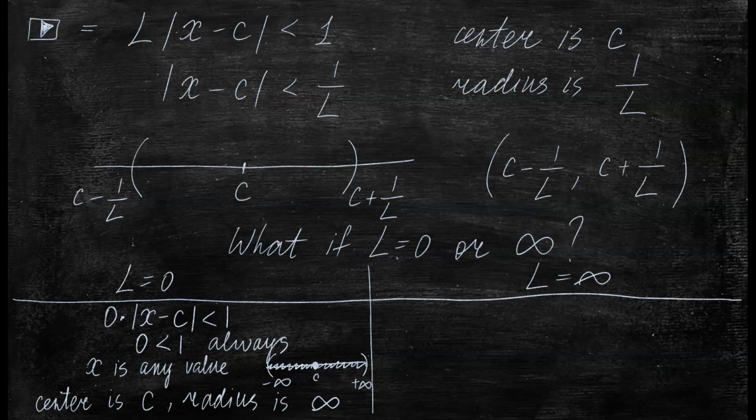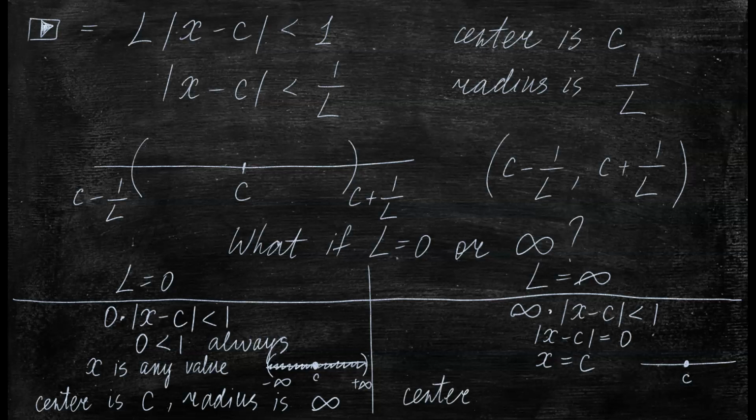On the other hand, when L is infinity, we're going to end up with the following outcome. And the only way infinity times something could be less than 1 is when that something is equal to 0. So this is the only solution of this inequality. And therefore x is equal to C. And then we have an interval, which is not an interval, but rather a single point. So we can still describe it as an interval by saying the center is C, but the radius is 0.